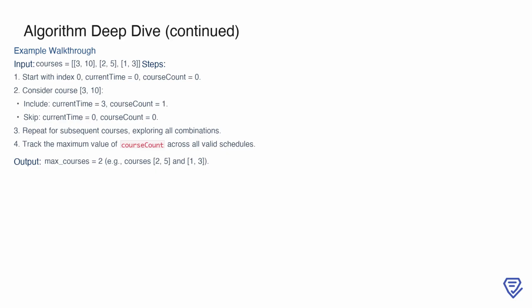We repeat this process for the subsequent courses [2, 5] and [1, 3], exploring all possible combinations of including or skipping each course. As we proceed, we track the maximum value of course count across all valid schedules. In this example, the optimal solution includes the courses [2, 5] and [1, 3], resulting in a maximum of 2 courses. This demonstrates how the algorithm systematically evaluates all possibilities to arrive at the best outcome.